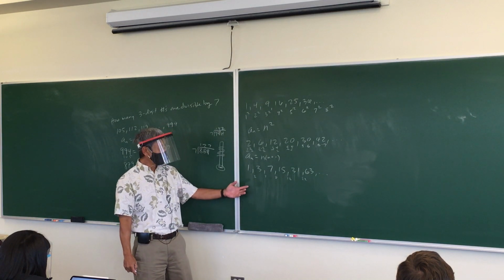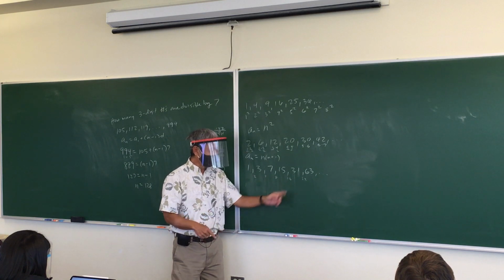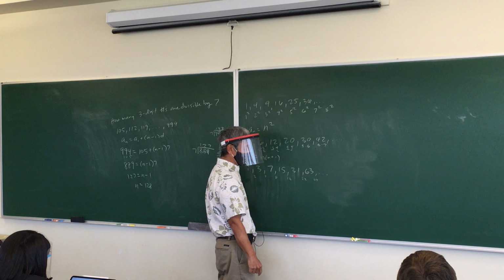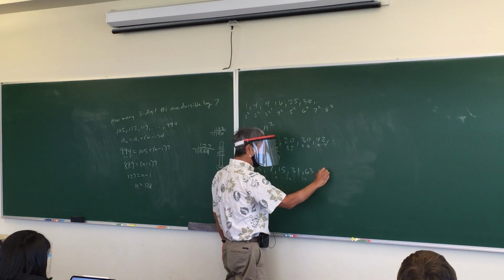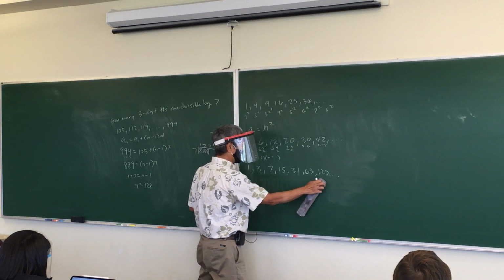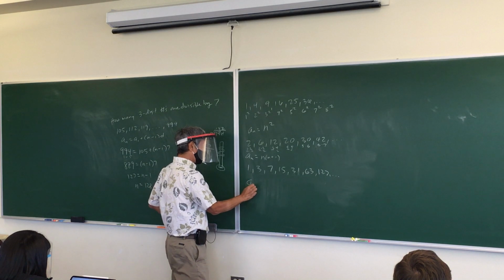Those are the powers of 2, right? 2 to the first, 2 to the second, 2 to the third, 2 to the fourth, 2 to the fifth. So the next one you're going to add 2 to the sixth, so the next number would be 127. Okay, but like I said, we're not in elementary school anymore. What is the explicit formula for this sequence?